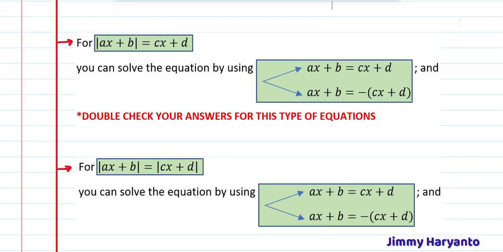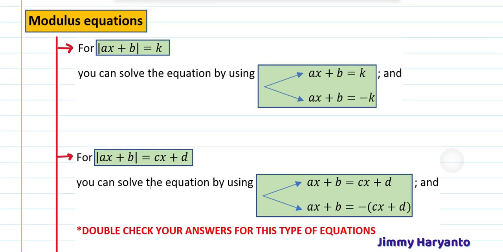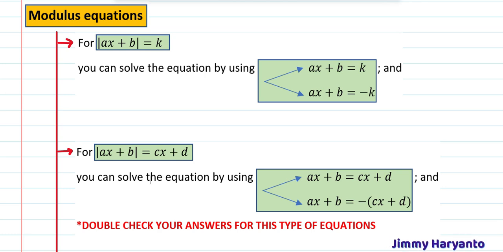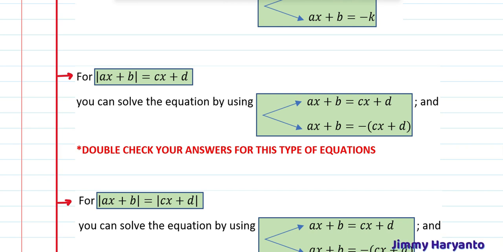The second type is the modulus of ax + b equals cx + d, where there is no modulus on the right hand side. The difference between this and the first is that this time we have x also on the right hand side, but the method is still the same. You have to split it into two parts. The first is this one and the second is this one. So the first part will be the positive of the right hand side, and the second part will be the negative of the right hand side. It will always be like that.